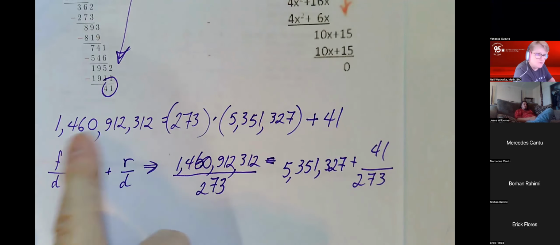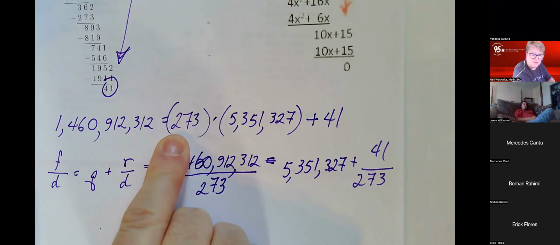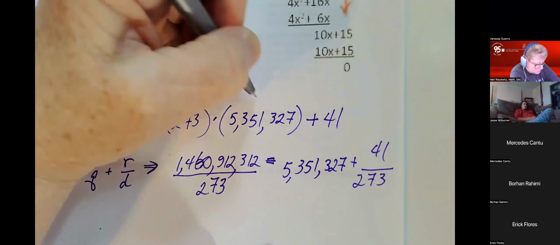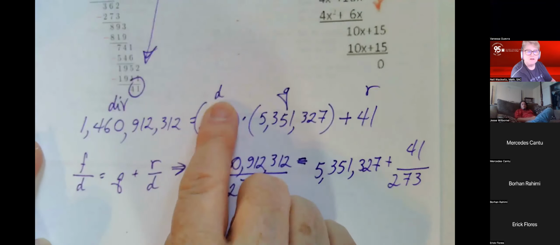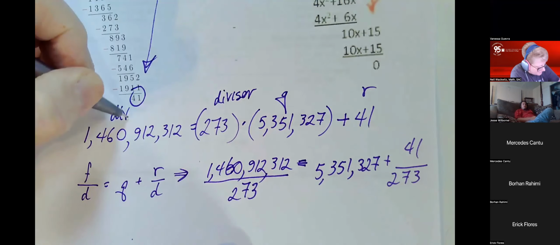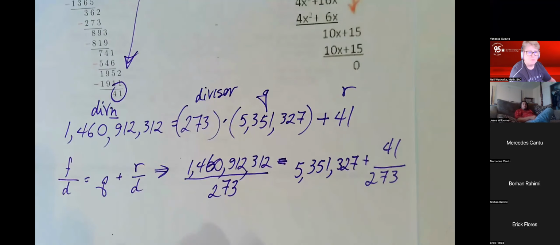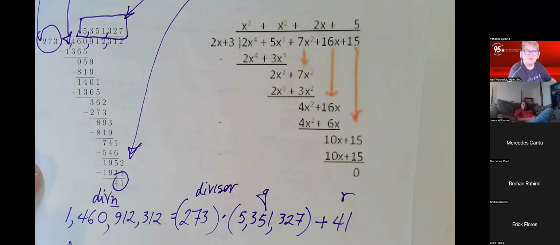We take the original number, the number doing the dividing, the divisor, the quotient, and the remainder, and we'll call the number being divided the dividend. So: divisor, dividend, quotient, remainder. Well, we can do the same thing with polynomials.